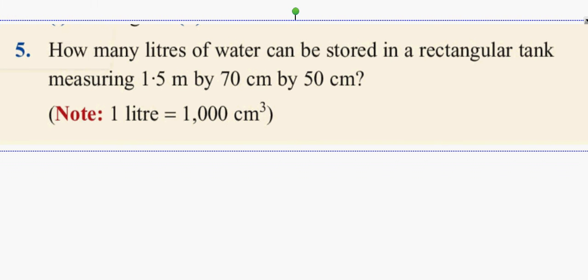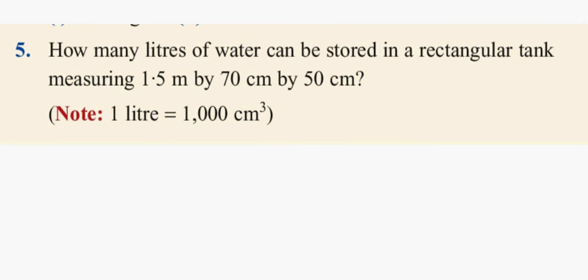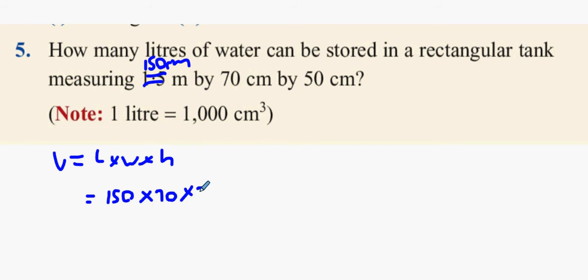Alrighty. How many liters of water can be stored in a rectangular tank measuring 1.5 meters by 70 by 50? Right. What do I change the 1.5 into? 150 centimeters. And then volume equals length by width by height, which is 150 by 70 by 50. And what do you get?